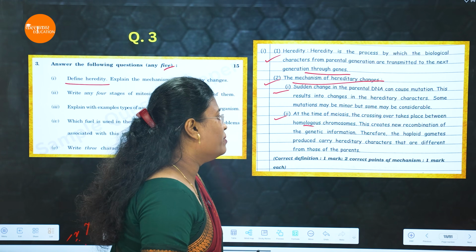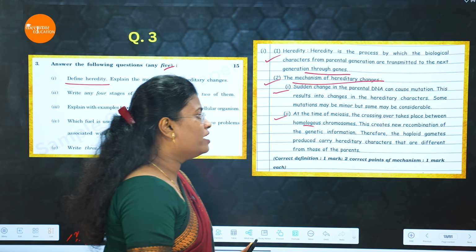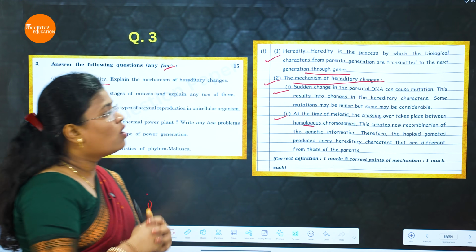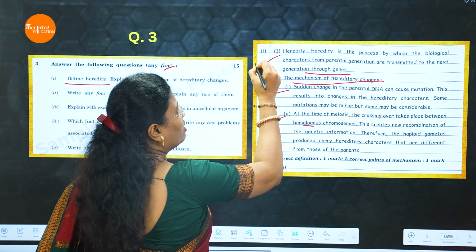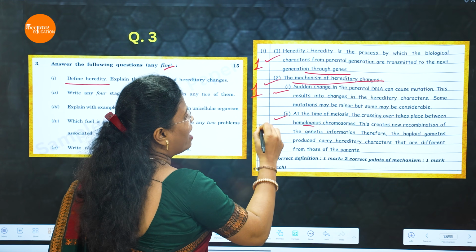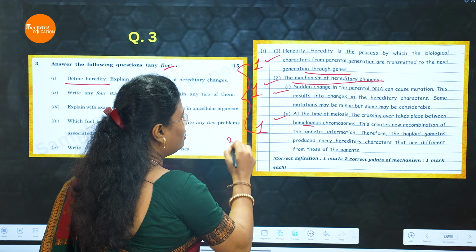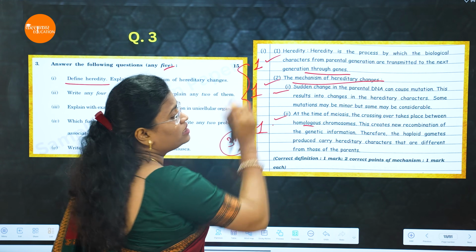Therefore, the haploid gametes carry hereditary characters that are different from those of the parents. So for this point you will get 1 mark. So 1 mark here, 1 mark here and 1 mark here. Total you will get 3 marks for this answer.